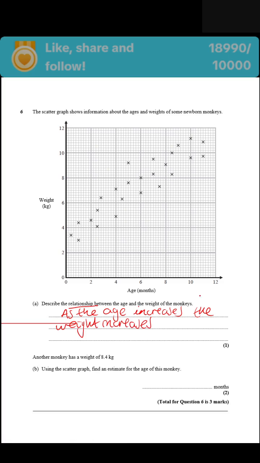Or you could say, as the age decreases, the weight decreases. So there's lots of different ways you could write it. You could write the age first, you could write the weight first. It really does make a difference.